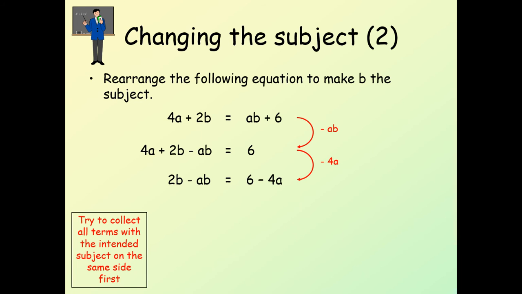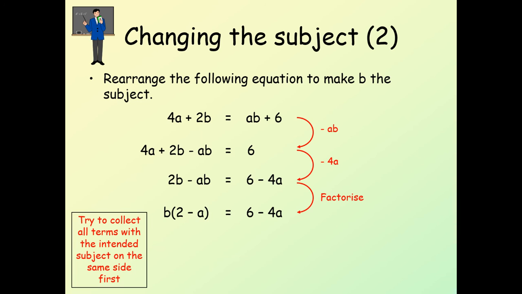Now, remember what we said in the previous example. If the variable that we need to make the subject, in this case B, appears more than once, we would have to factorize it. So 2B minus AB, they both share a factor of B. So you need to factorize: B bracket 2 minus A, because B times 2 gives me 2B, and B times A gives me AB. And that's equal to 6 minus 4A.